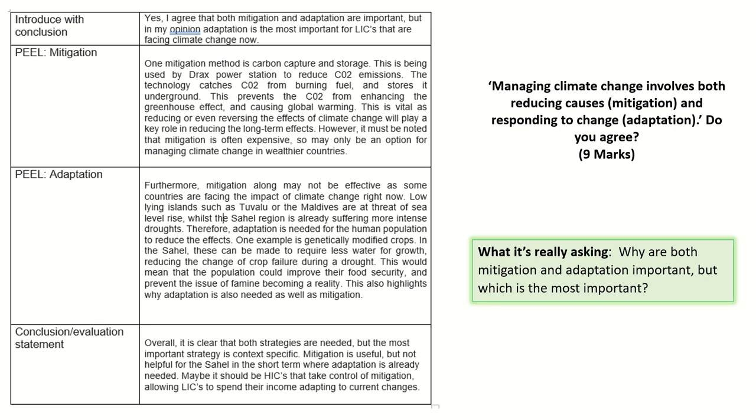But what I then do is a very clear PEEL paragraph for mitigation, a very clear PEEL paragraph for adaptation, and then I provide a conclusion or evaluation at the end. If in my exam I give an absolutely wonderful essay about mitigation and I do 3 or 4 factors and that's all I speak about, I'm going to be capped at 3 marks.